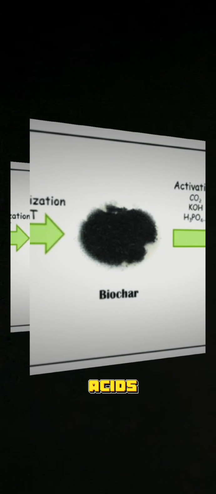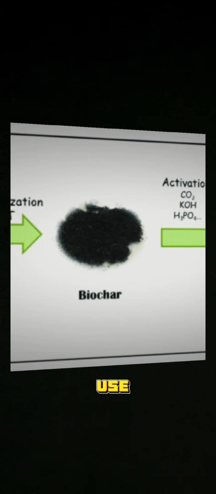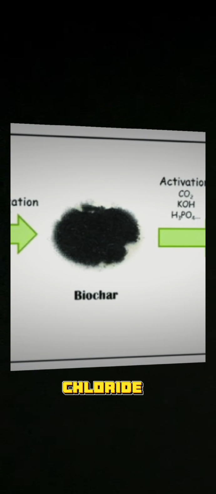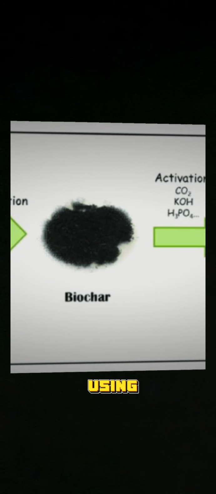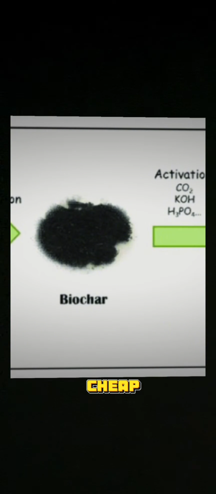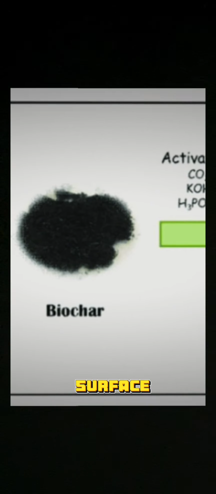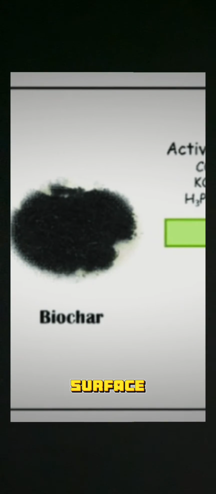Actually, we can use a lot of acids, bases or other chemicals to activate the biochar. For example, we can use potassium hydroxide, potassium chloride, sodium hydroxide, sulfuric acid. But we have to consider the nature of the chemical we are using. It should be less lethal, less corrosive, and also cheap. So these are the best possibilities. Like I told you earlier, a base or acid can activate our biochar to have a higher surface area and a lot of abundant surface functionalities.